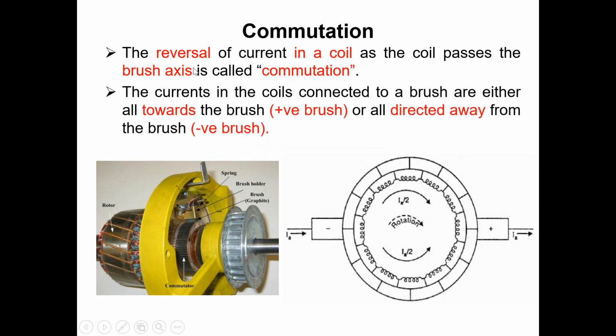And the currents in the coils connected to a brush are either all towards the brush, that means from that coil the current is toward the brush and is taken as a positive brush, or all directed away from the brush, which is taken as a negative brush.